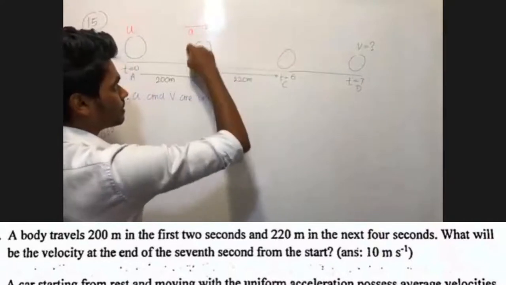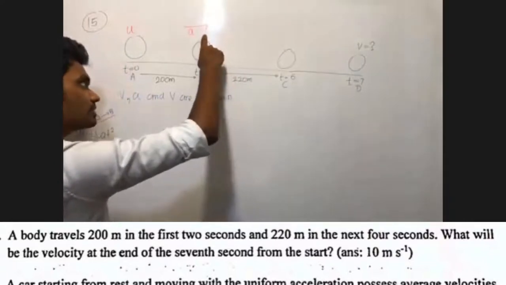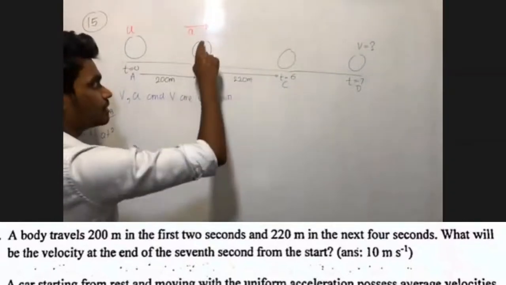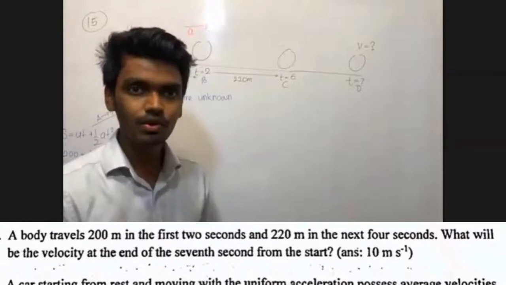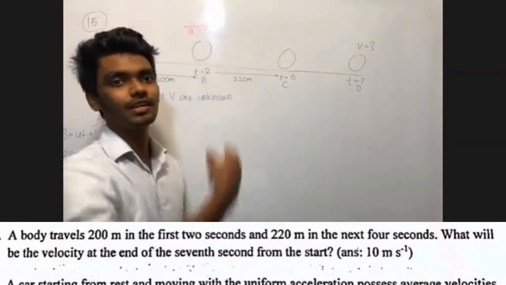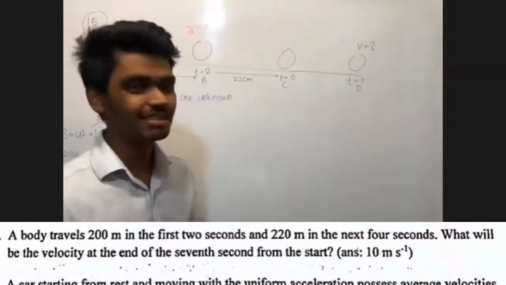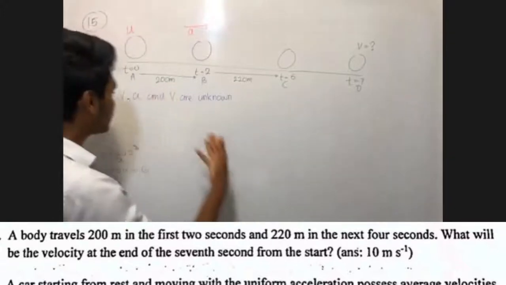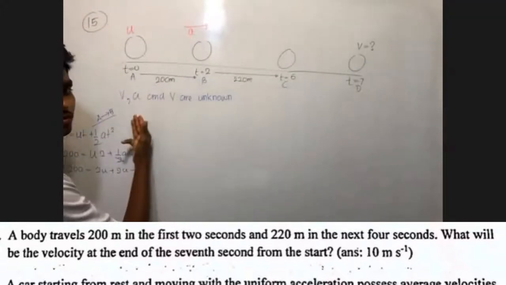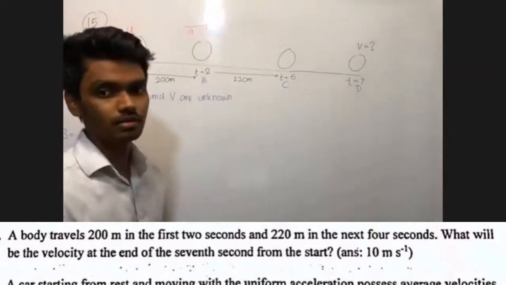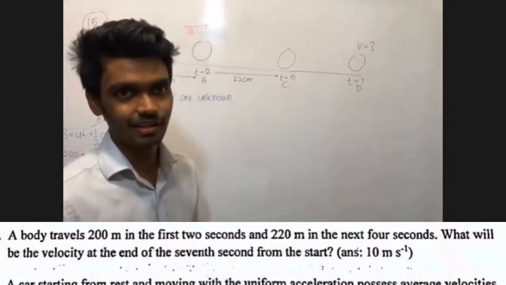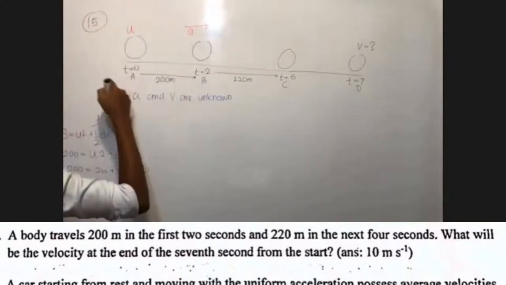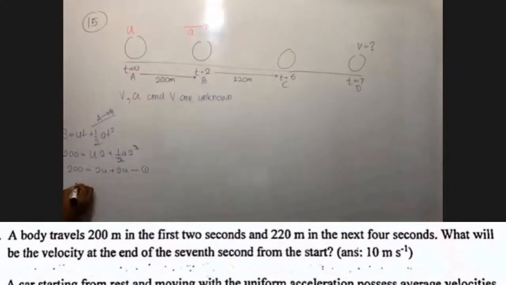Because the velocity at the point B is unknown. So once again, if you include a new constant, things are going to get complex, because already we have 3 unknowns. If you include another unknown, 4 unknowns. That means you need 4 equations. It's difficult. So what I do is I'll apply from A to C itself.